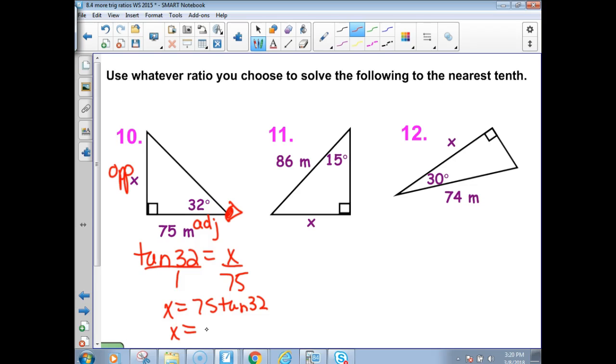1.7? Oh no, where'd you get tan 75? That's not it. 75 is not an angle. Did you just transpose the numbers maybe? 75 times the tangent of 32. That sounds better. Is that what we got? 46.9? Okay. All right. Number 11.